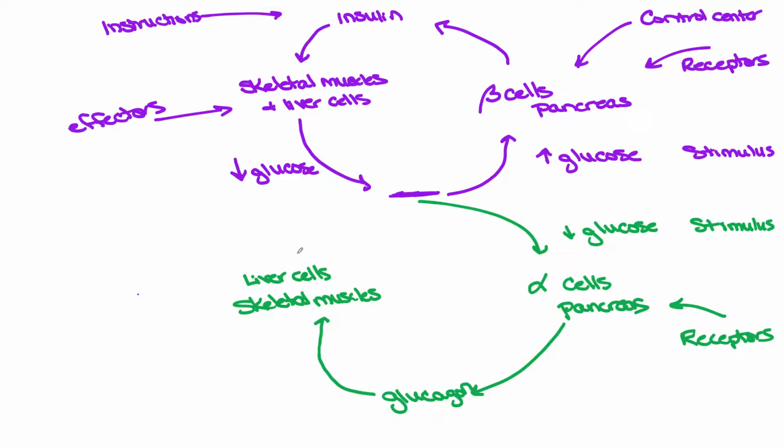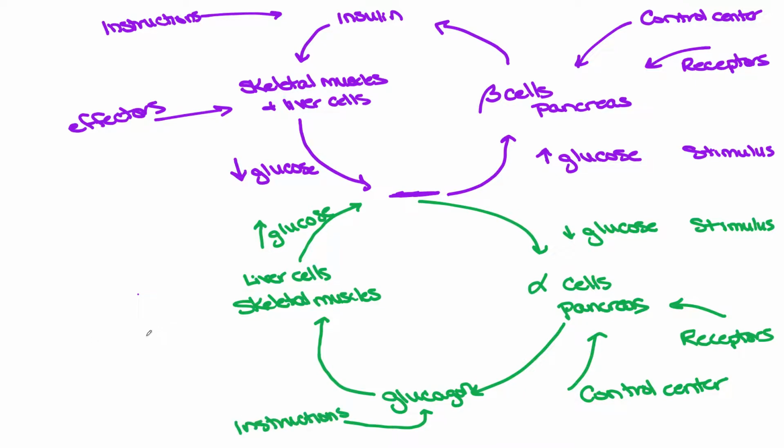The skeletal muscles and the liver cells are going to convert their stored glucose, remember that's our glycogen, back into glucose and then spit it back out into the bloodstream. And they're going to raise the glucose levels in the blood. So our alpha cells in the pancreas are not only the receptors, they're also the control center. Glucagon, the hormone, is going to be our instructions, and our liver cells and our skeletal muscle cells are going to be our effectors. So we have a little bit of a different situation here.